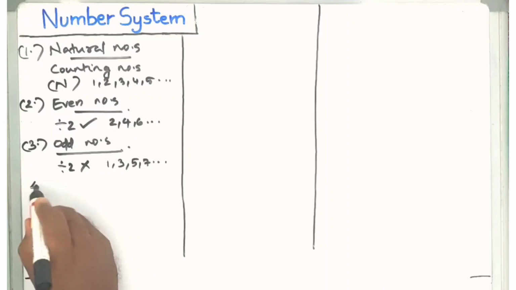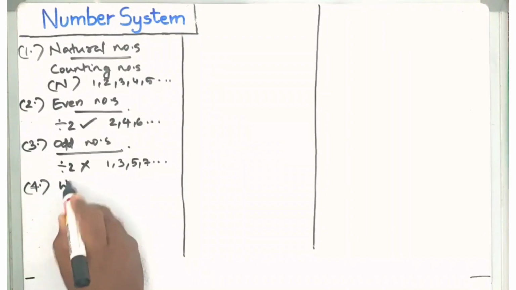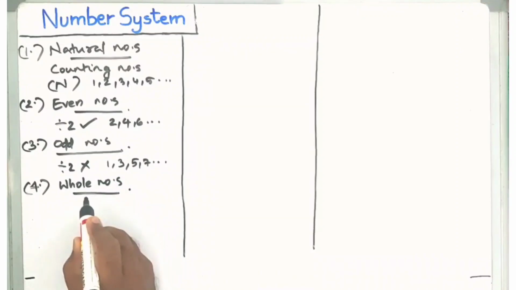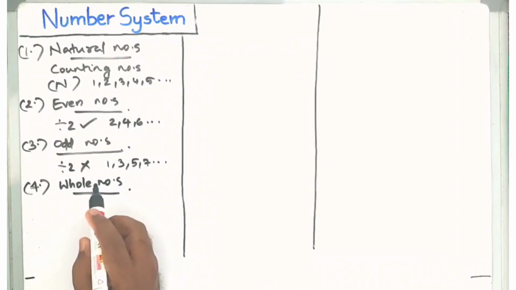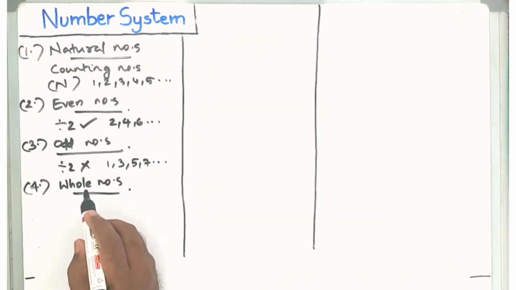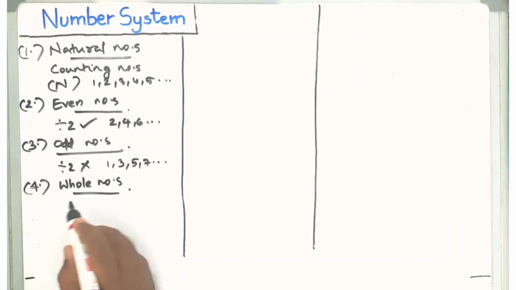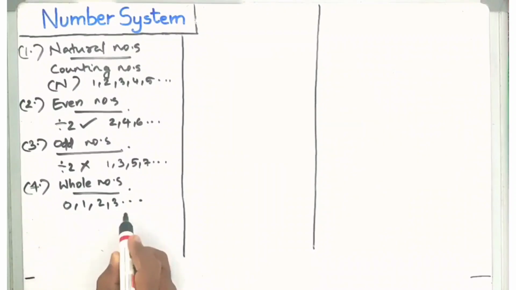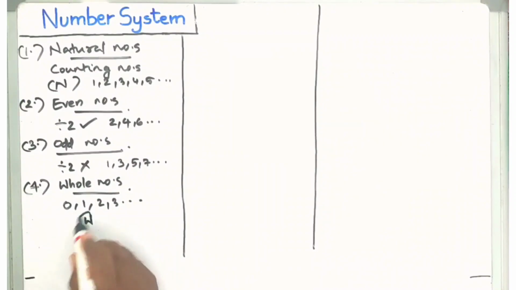Then another set of numbers are whole numbers. What are whole numbers? When 0 is included in the set of natural numbers, it forms the set of whole numbers. It is denoted by W.